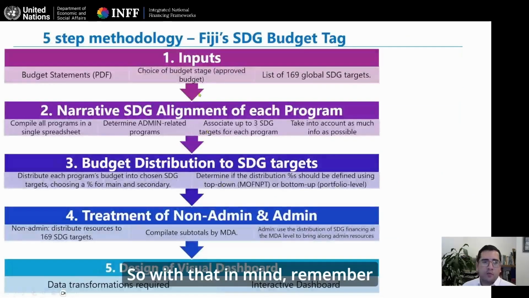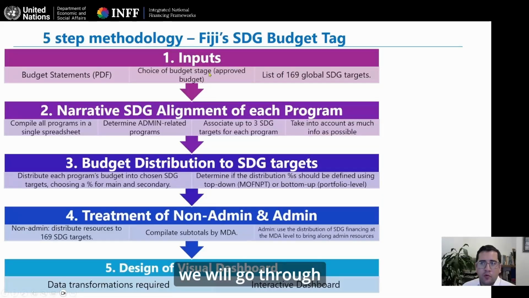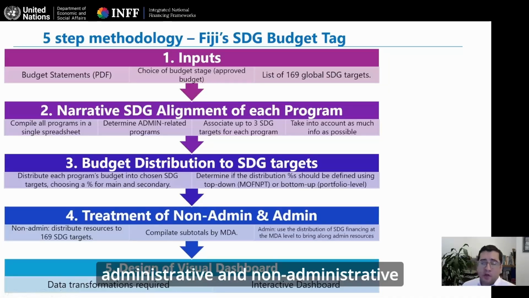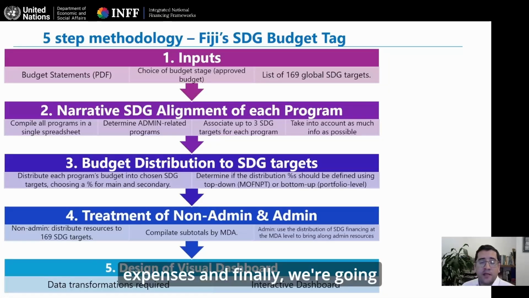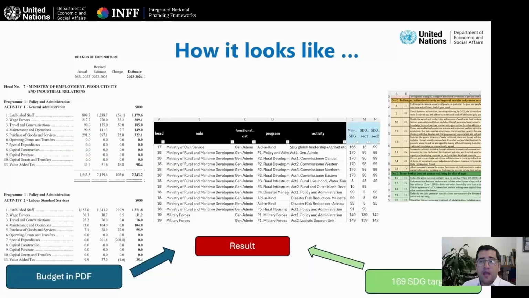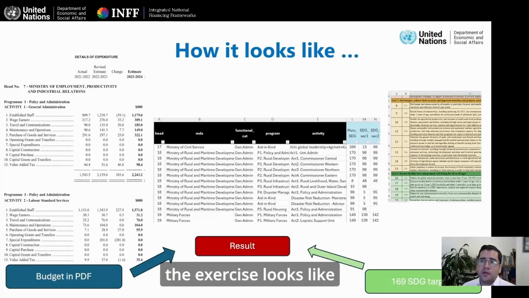So with that in mind, remember we will go through 5 steps: inputs, the narrative alignment or distribution, then the budgetary distribution, then a separate treatment of administrative and non-administrative expenses, and finally the visual component and the interactive component so that the user can interact with this data. This is how the exercise looks.